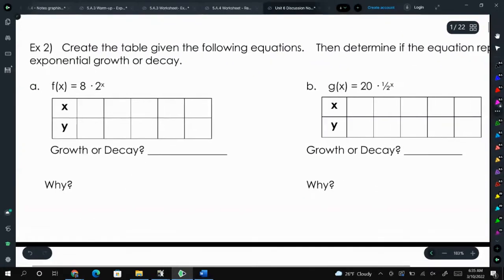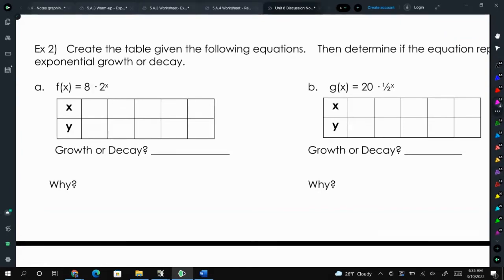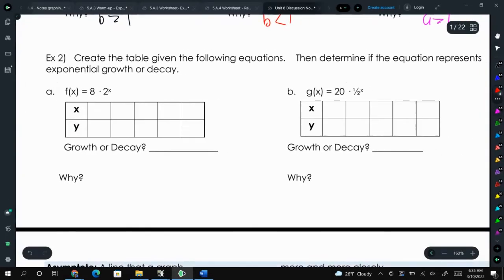Now down here, we're going to create a table. And in the table, we're going to start at 0, 1, 2, 3, 4. And we know that this is our y-intercept. And then this is our growth rate, so we're going to multiply by 2 each time. 8 times 2 is 16, times 2 is 32, times 2 is 64, times 2 is 128. And this is growth because our b value is greater than 1. Our b value is 2.